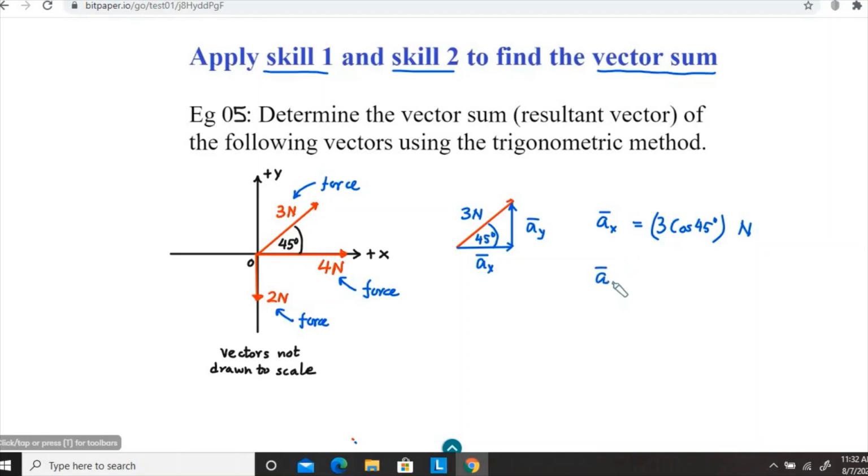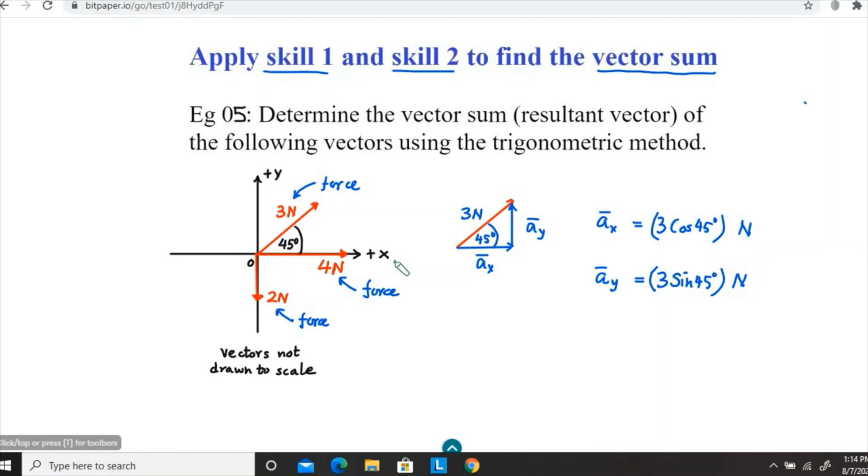Similarly, the vector ay, or the component along the y direction, is 3, the value of the vector, times the sine of the angle, sine 45 degrees. And since this is a force, we need to put the SI units newtons over there. Now we have resolved the 3 Newton vector into its x and y components. With this, all that remains are vectors that are either parallel to the x-axis or parallel to the y-axis.